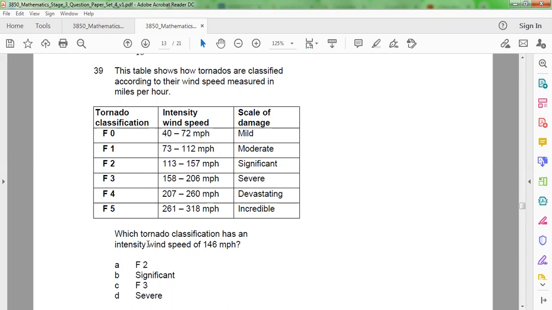Which tornado classifier has an intensity wind speed of 146 miles per hour? So 146 lies between 113 and 157. All right, so that would be significant. So the answer there is B, significant.